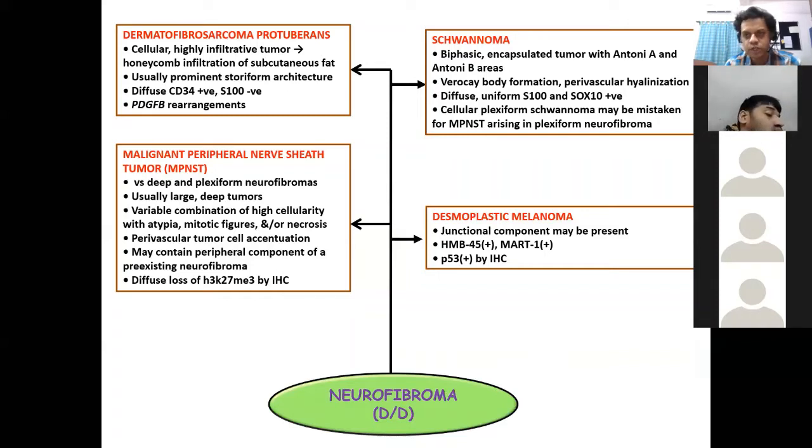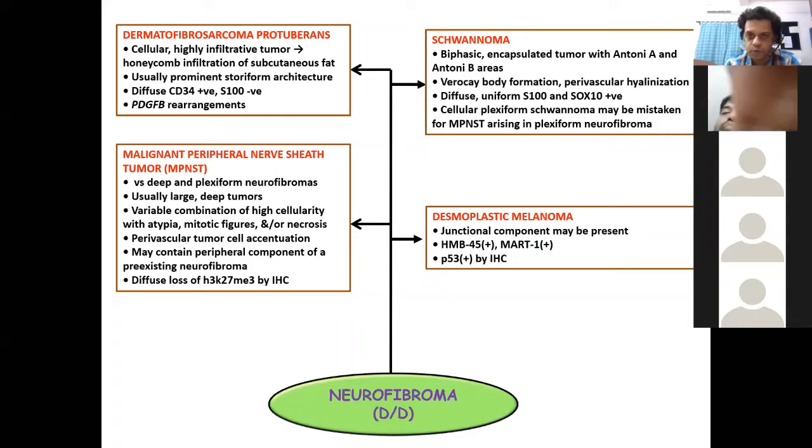You will have an issue with the DFSP, which is why you should always add CD34 along with your S100 and SOX10 panel. And MPNST, because sometimes MPNSTs can also present in that fashion. So you will need to look out for things like mitotic excess. Also, do not forget that there are settings where you will get a plexiform neurofibroma with MPNST.